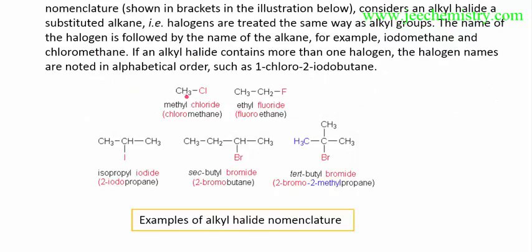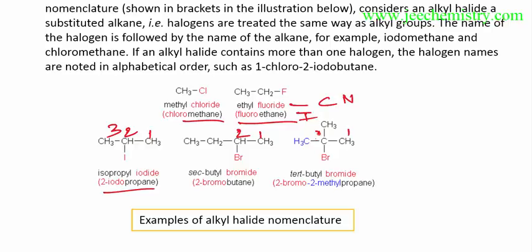This is called methyl chloride, and it can also be called chloromethane or fluoromethane. This one is a common name, and this is the IUPAC name. This is called 2-iodopropane, with the iodine at position 2 on positions 1, 2, 3. This is 2-bromobutane.